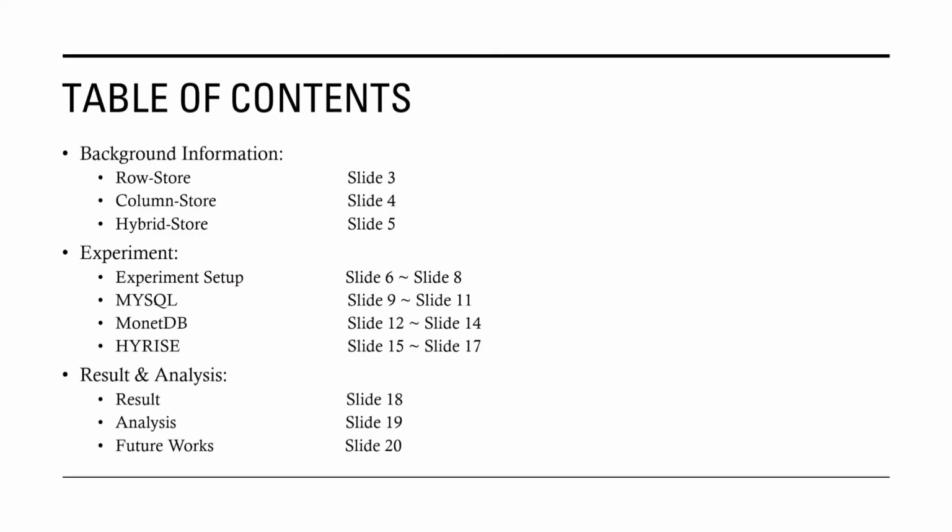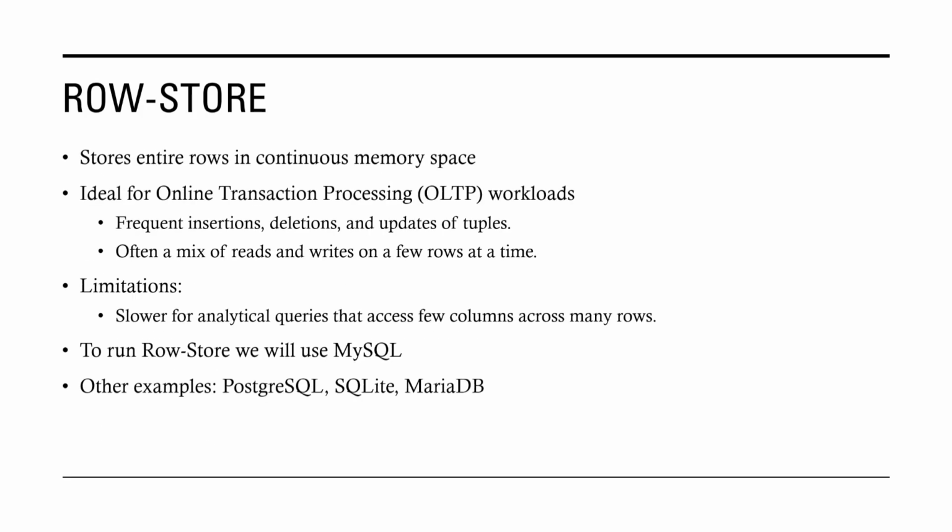Here is a quick overview of what we'll cover today. We will start with the background information on row store, column store, and the hybrid store architectures. Then we will detail our experiment, including the setup and specific implementations. We use MySQL, MonetDB, and Highrise. Finally, we will dive into the results and analysis to compare the performance of each model and discuss potential future works in the area.